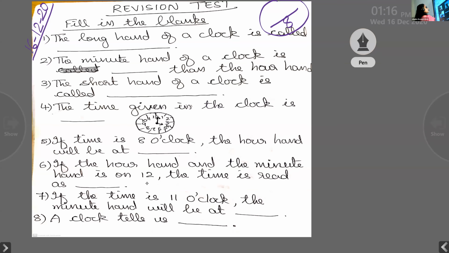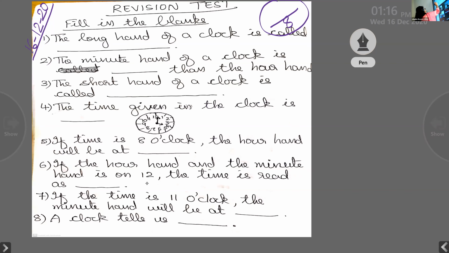Mohammed Wazim, what is the name of the long hand? What is the spelling you have written? M-I-N-U-T-E. Yes, minute hand. H-A-N-D. Okay. Good.